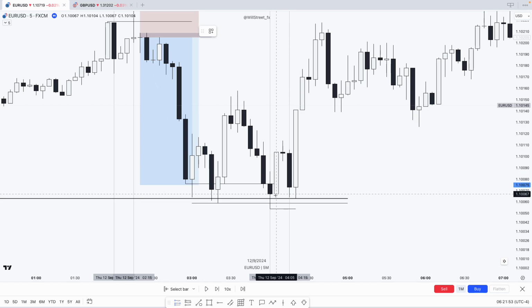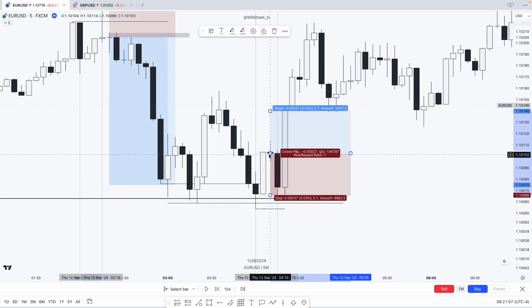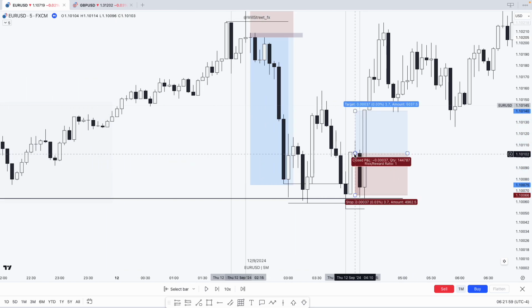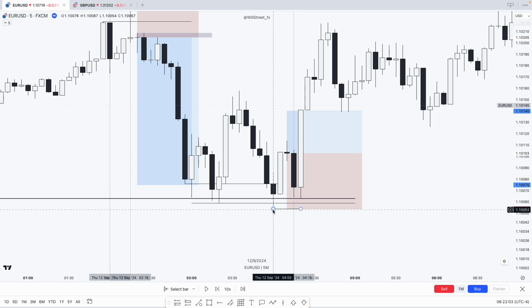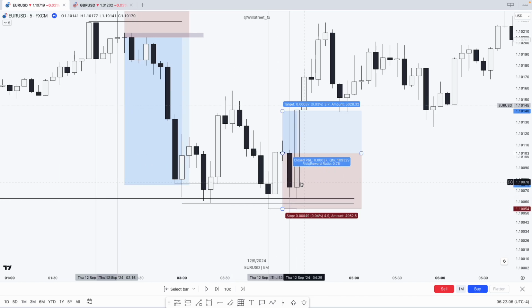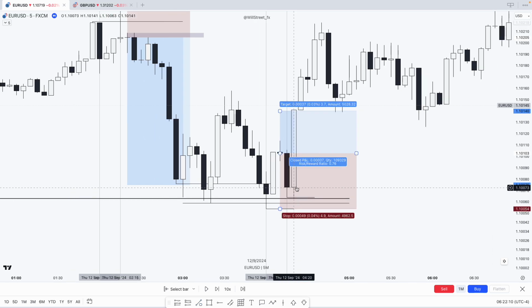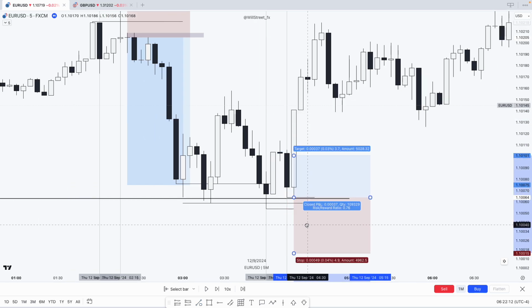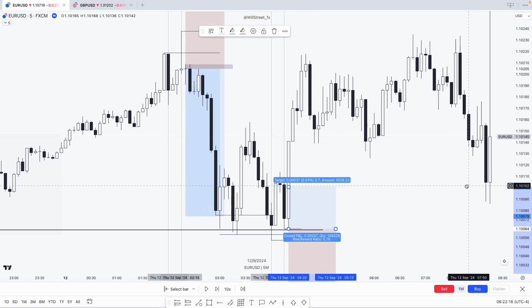Here it never happened. So you don't want to go long on this power of 3 because we are far from the purge. So we want to create a lower time frame purge again. In this case, look at here what happened. And we are really close to the high time frame purge. So this is a good long opportunity.